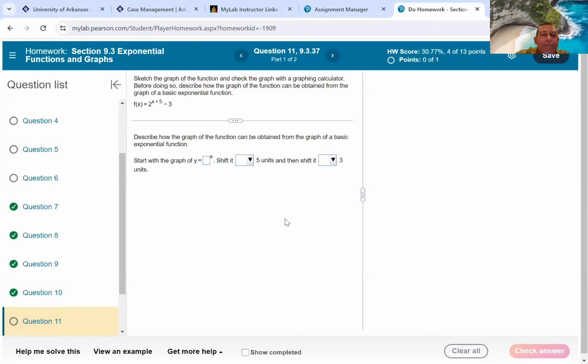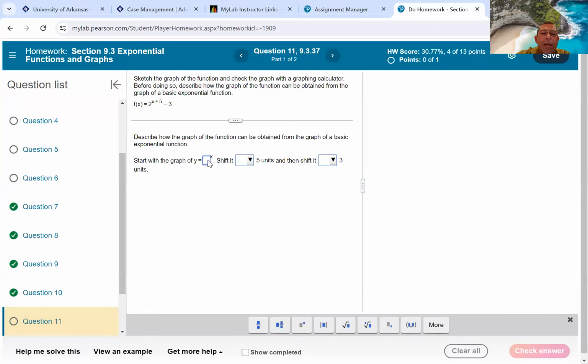All right, y'all. 2 to the x plus 5 minus 3. You're going to start with the graph of y equals what to the x?